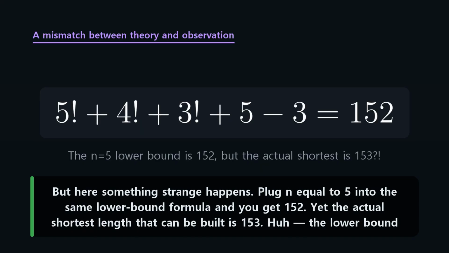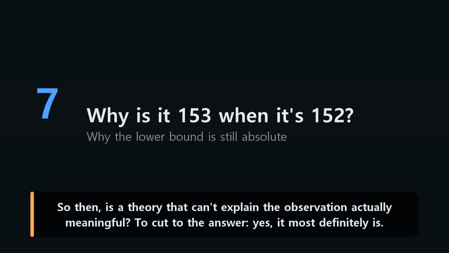But here's something strange. Plug n equal to 5 into the same lower bound formula, and you get 152. Yet the actual shortest length that can be built is 153. The lower bound and reality don't match? So then, is a theory that can't explain the observation actually meaningful? To cut to the answer, yes, it most definitely is.